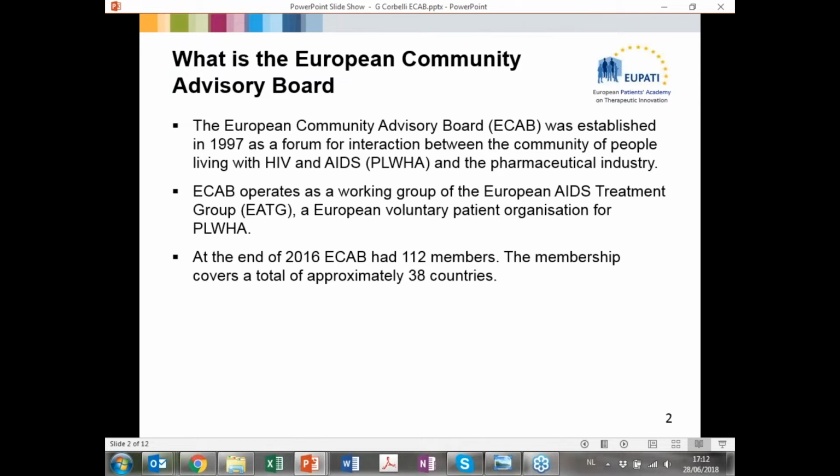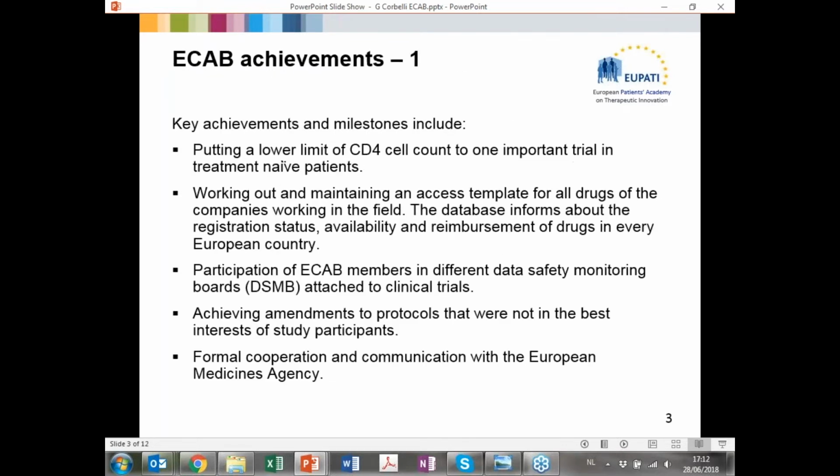And then over time, the group became bigger and bigger, and we now have more than 100 members at Ecab, covering most of the European countries. And by European countries, I mean the European region defined by the World Health Organization, WHO. So it goes from Europe to Central Asia. Next slide, please.